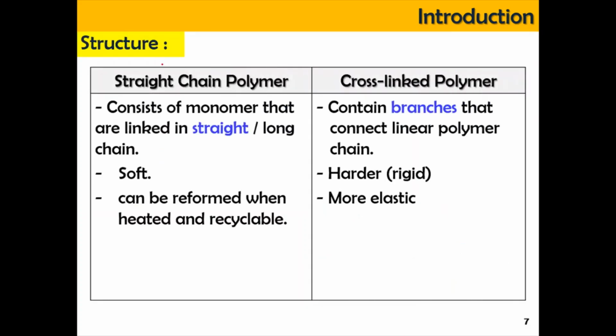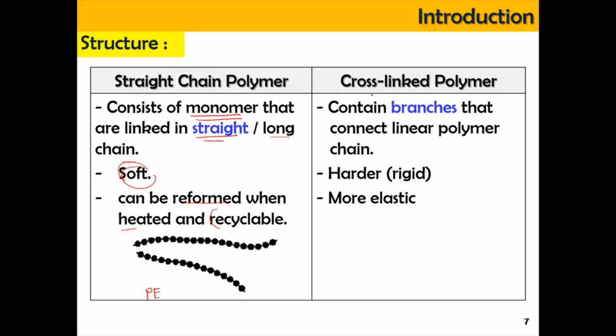For now, let us look into the different structures of polymer first. The structure of a polymer can be divided into two, which is the straight-chain polymer and the cross-linked polymer. The straight-chain polymer basically consists of monomers that are linked together in a straight long chain. It's going to look something like this, and an example of a polymer that exists in this form is polyethylene. Macam plastik yang nipis untuk membeli barang tu. Basically they are soft, can be reformed when heated, and also recyclable. Dia adalah sangat-sangat nipis dan juga mudah dikoyakkan.